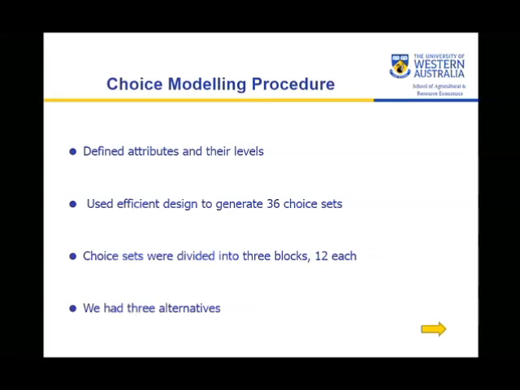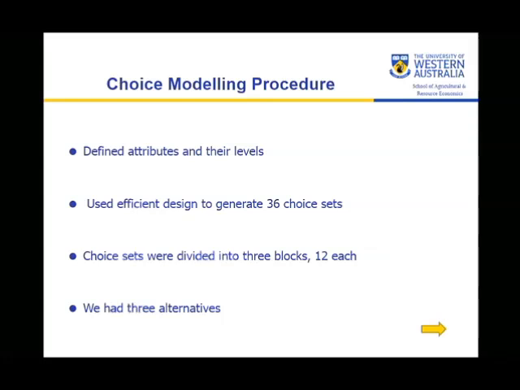In the choice modeling framework, the first thing we had to do was to define our attributes and their levels. By attributes, you're looking at characteristics of a given technology. In our case, it was rice production practices. So what we did was we identified 7 attributes. We had yield, gross margin, labor, then we had cultivar choice, weed control technology, cropping pattern, and risk.